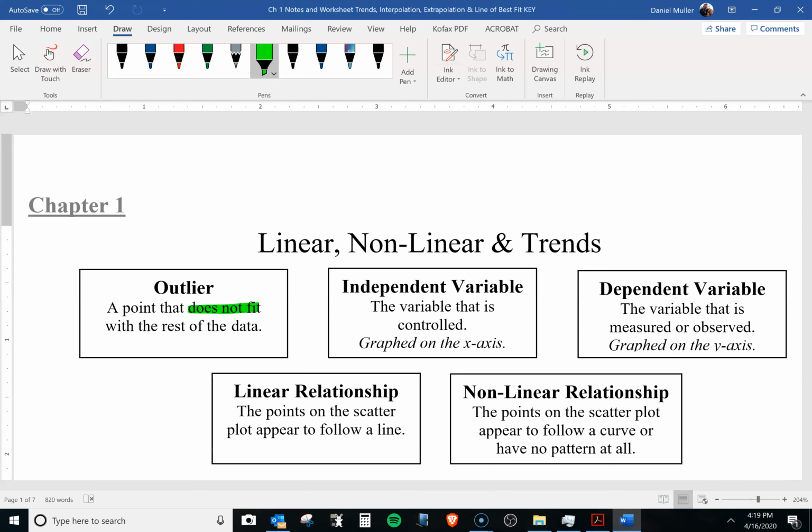So we did that one on the last chapter. It's that person who studied for, I think, 6 hours but only got like 19% or something. That didn't really make any sense. So it's an outlier and it doesn't fit with the pattern.